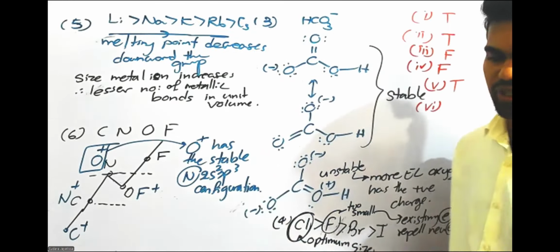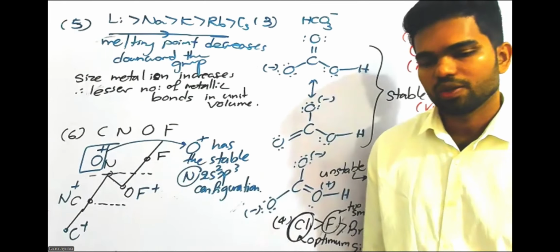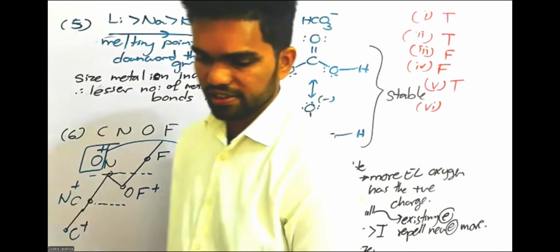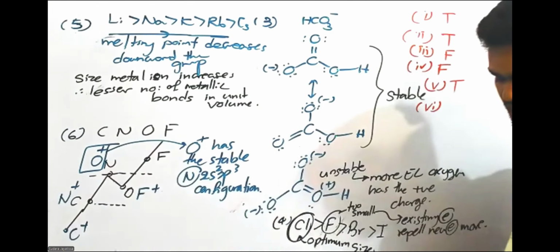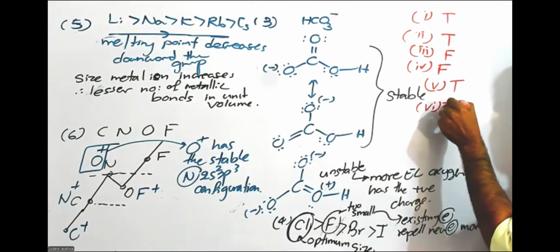Okay, nitrogen configuration. You can tell that. Okay, students, now that is the answer for the explanation for the sixth one. It says oxygen has the highest second ionization energy. That is also true.